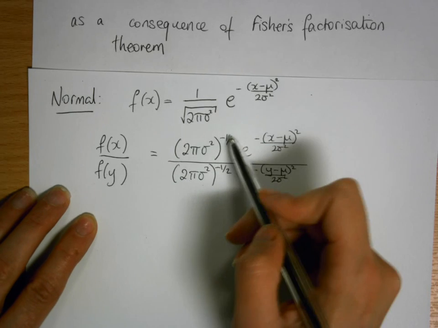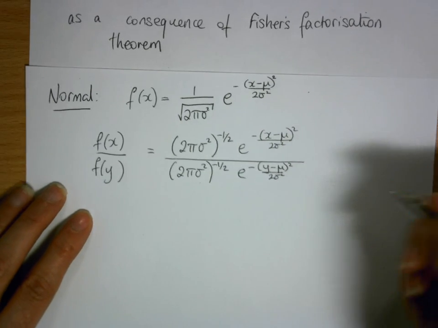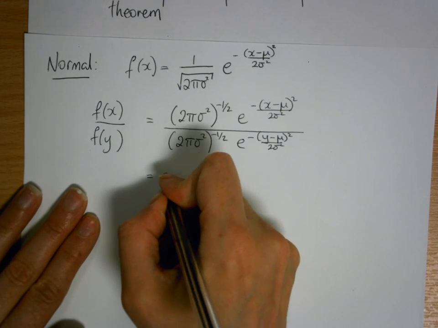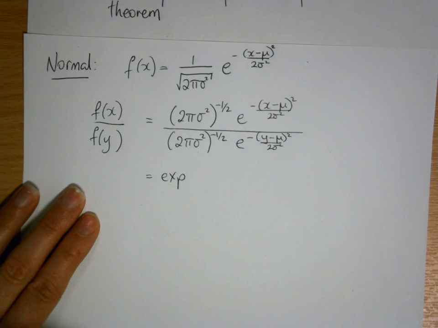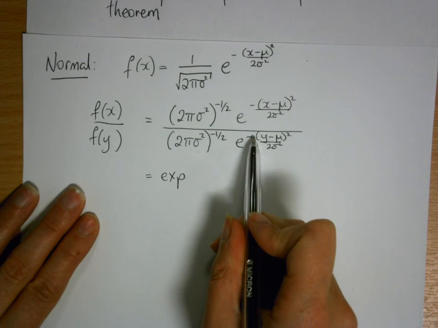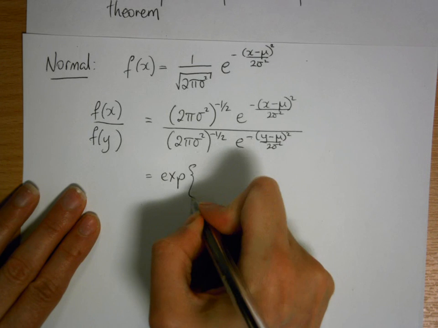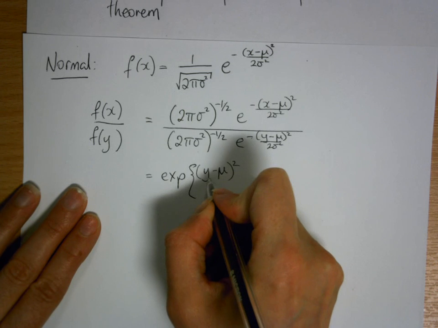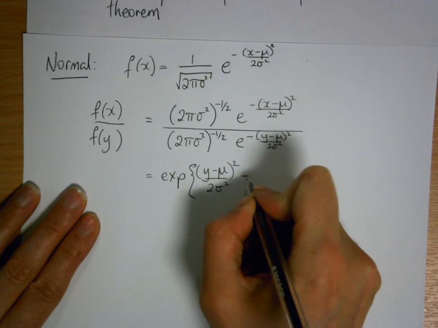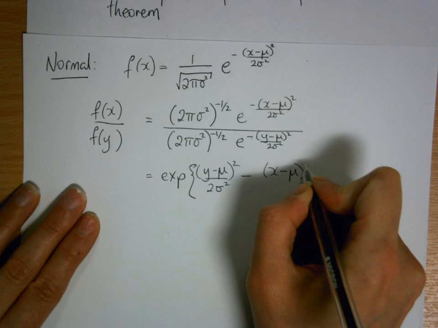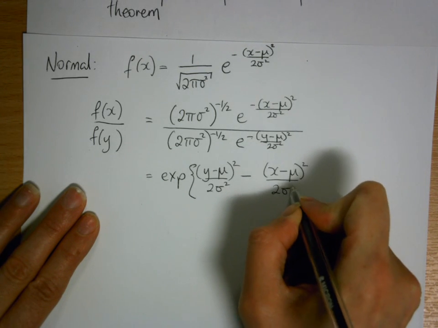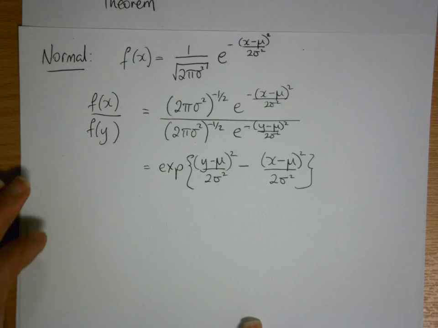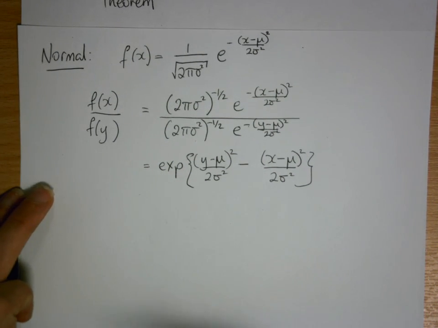Basically, you have something here that's the same above and below the line, so we can get rid of it and make it simpler. So we have the exponential, and minus on the denominator becomes a plus on the numerator in terms of exponents. So we have (y minus mu) squared over 2 sigma squared minus (x minus mu) squared over 2 sigma squared. Now that's a single observation, but we're looking for something in terms of more than one observation.